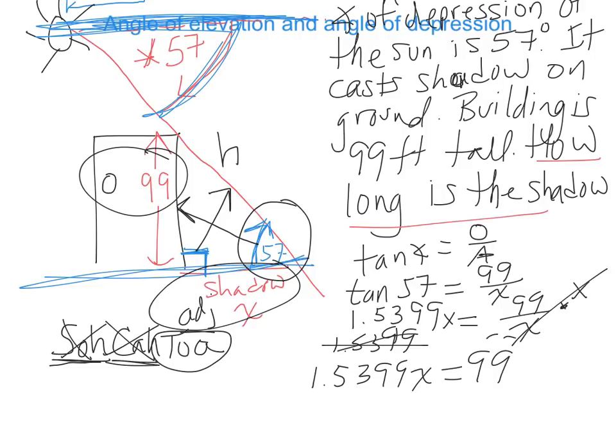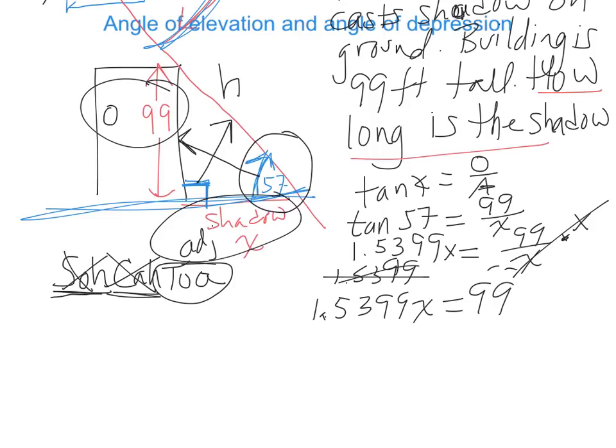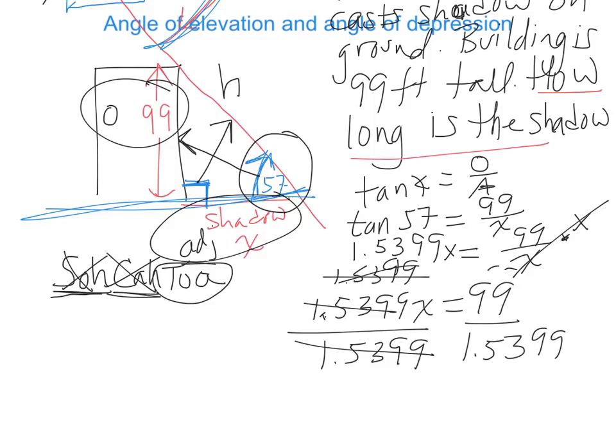How do we get the x by itself? Well, it's attached to the 1.5399 by multiplication, so we have to undo that multiplication by dividing. And again, it's common sense in a way if you've done algebra, but it just looks really ugly because of those decimals. And when I see division problems like this, thank God we can use calculators on them, because that does not look like fun. So let's say 99 divided by 1.5399, and our x is going to equal 64.29.